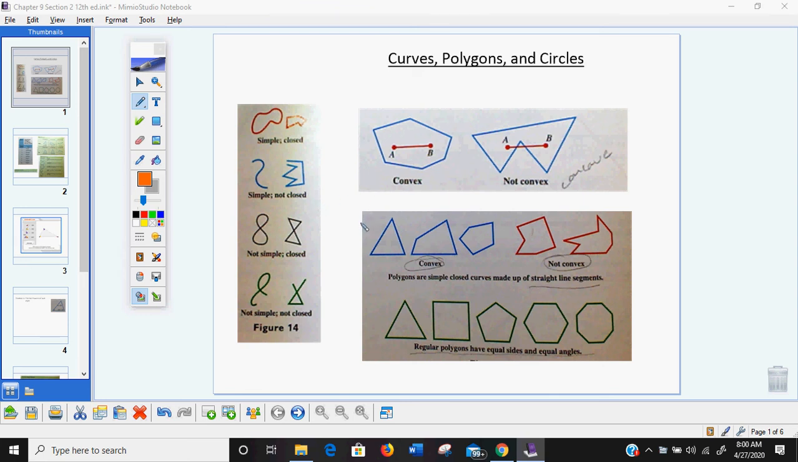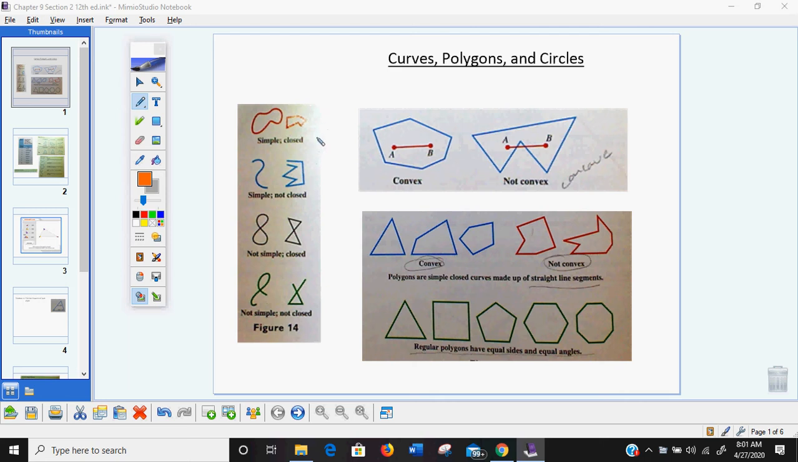Polygons and circles. We're going to first learn a lot of the vocabulary. There are two ways to classify them when it comes to simple or not simple, closed and not closed. So simple means this. The lines do not cross. This one is simple. This one is simple. This one is not simple. See how the lines cross? This one is not simple because the lines cross.